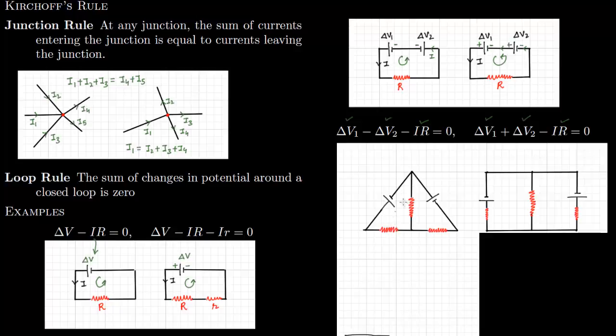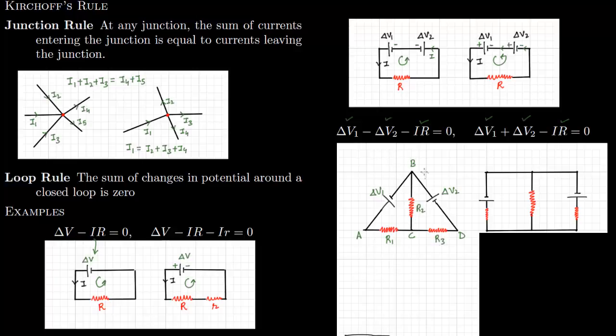Now we cover two more circuits. These look slightly complicated, but in these circuits we will use both the junction rule as well as the loop rule. So let us focus on the first circuit. In this circuit, let us label these A, B, C, D. So say this is delta V1 and this is delta V2. This is resistance, say R1, this is resistance R2, this is resistance R3.